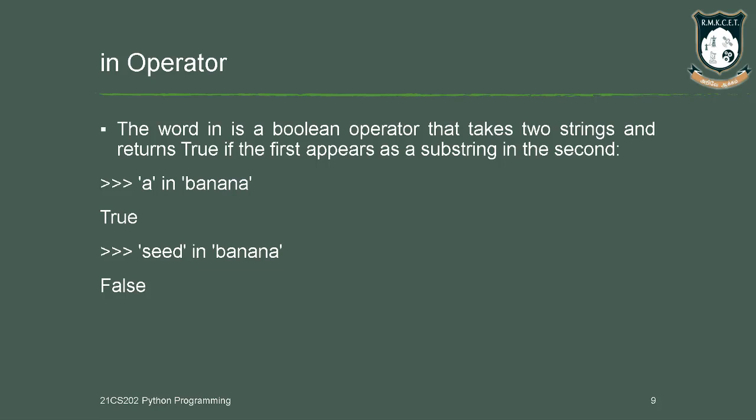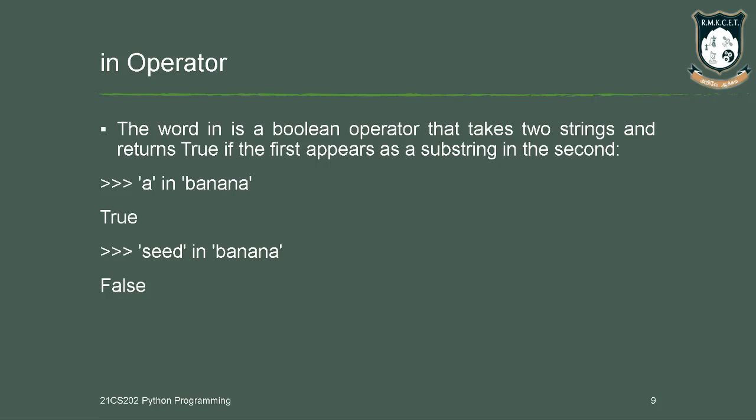The format of giving this in operator is that you have to specify the substring first, which character or substring we need to search. Then use the in operator, followed by the main string where we are going to check. Here we have given two examples, a in banana. We are checking whether the character a is present in the string banana. Here a is available in banana, so we get the output as True.